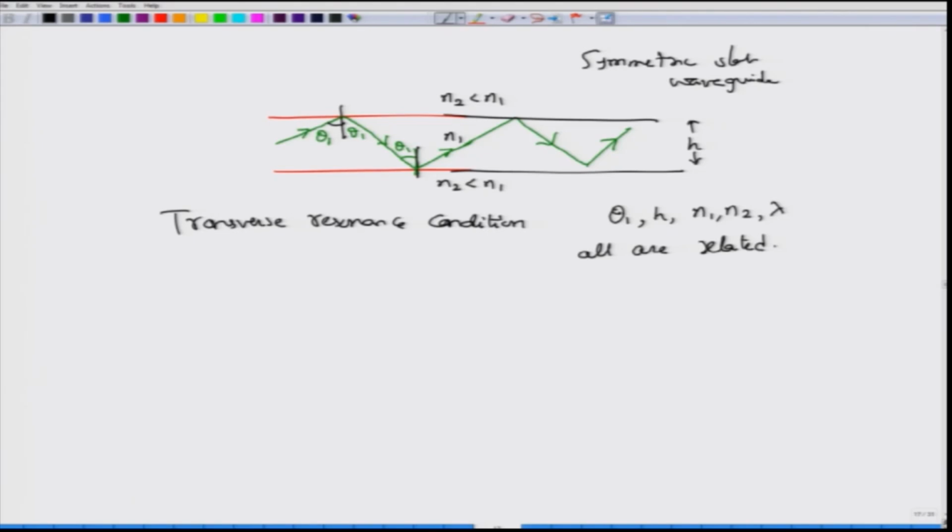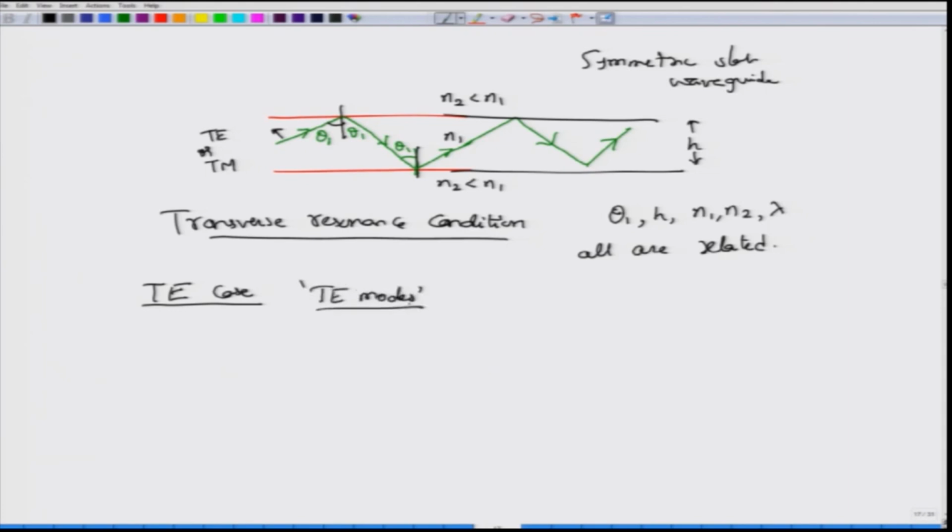Go back to our case. Before we go to the transverse resonant condition, there is one additional thing that we need to consider, whether we are dealing with a TE or TM wave. For simplicity, I am going to consider the TE case. I am assuming that the light propagating inside the film is transverse electric polarized, and therefore the allowed values of theta 1, which are called the allowed guided modes, are called TE modes of propagation.